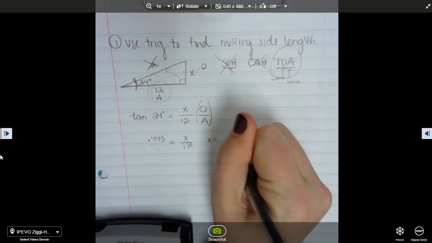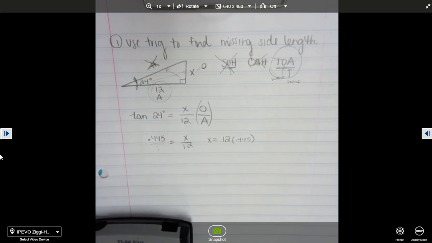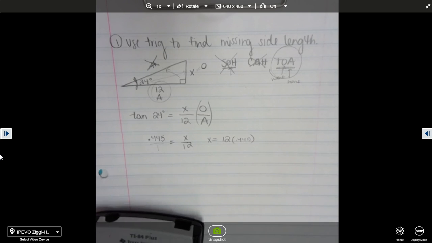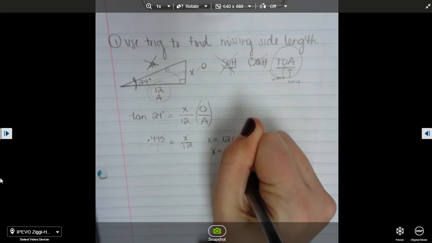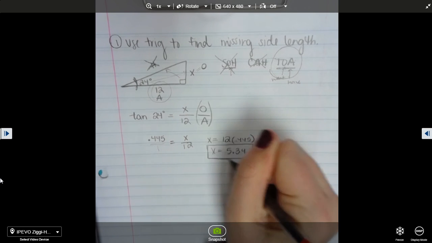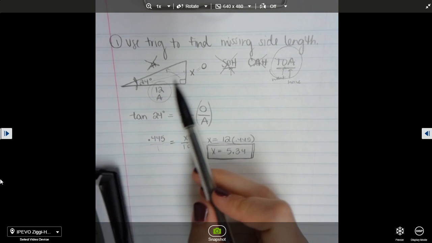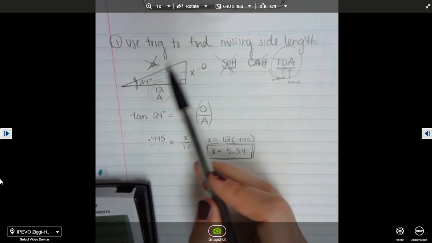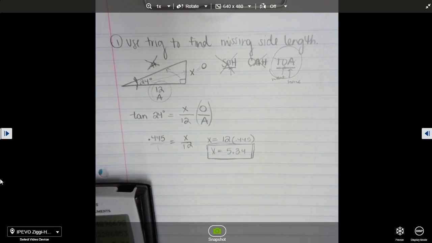So we get X equals 12 times 0.445, which is 5.34. And if we look at our picture up here, that seems like it would be the right answer, given that it must be smaller than the hypotenuse. The hypotenuse is going to be bigger than 12, so 5.34 is a reasonable amount.